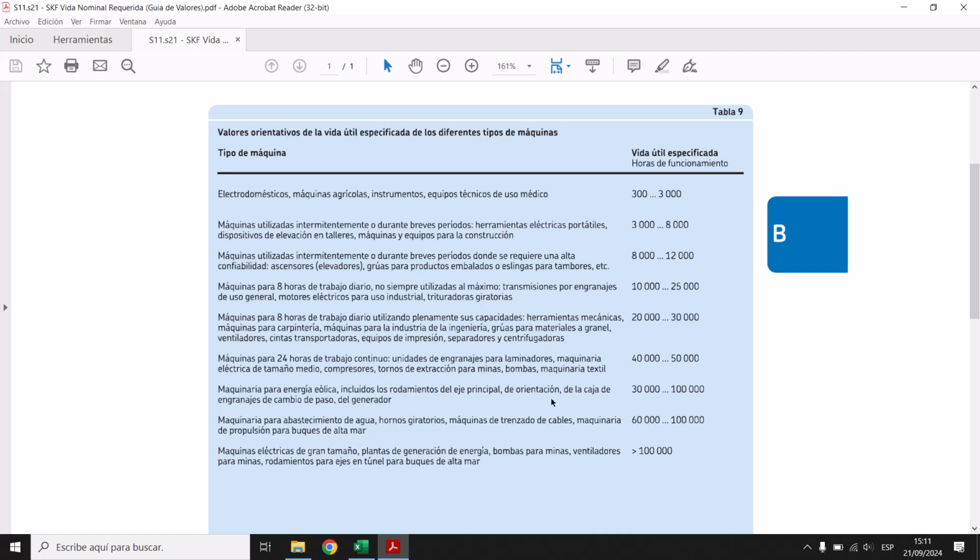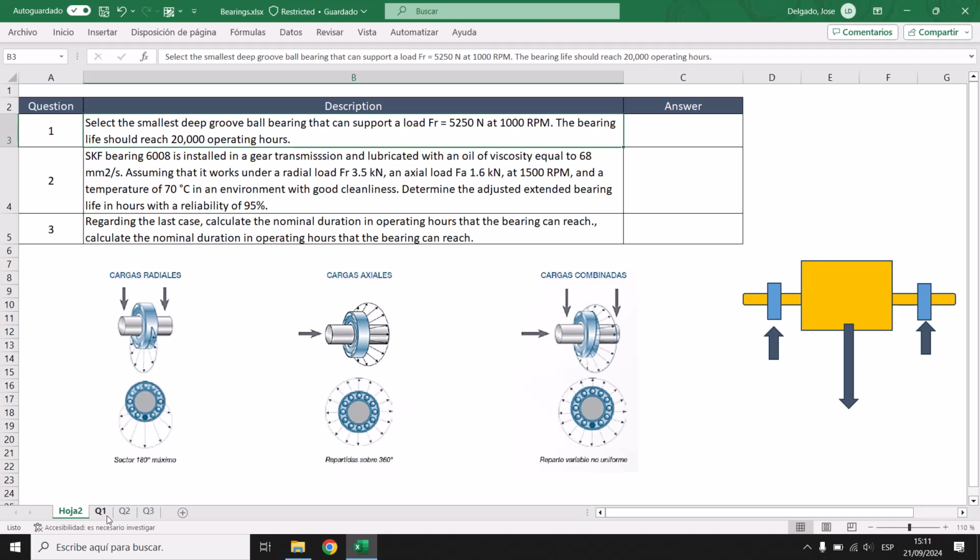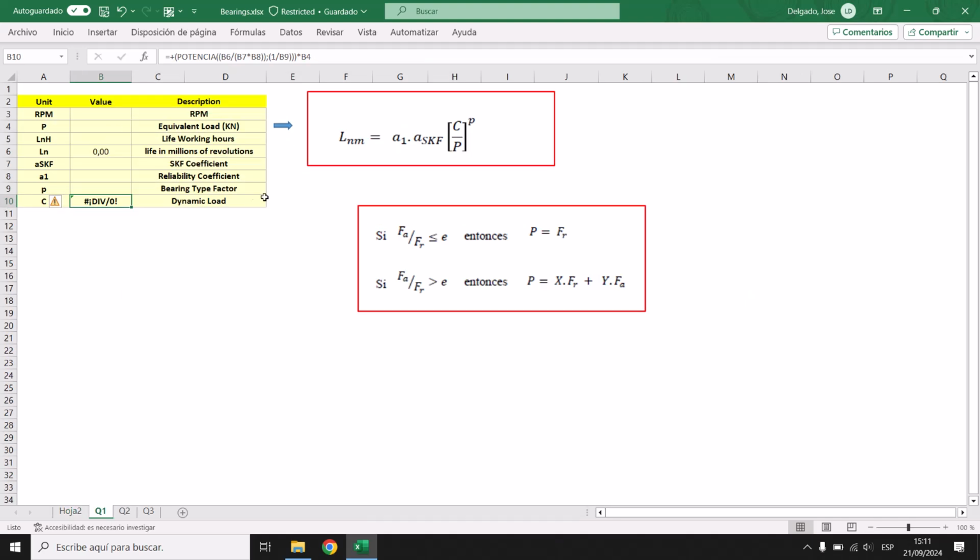This one is for the transmission, a generator. So there's a lot of options that you can select. For this example, let's check. All we are going to need is this, and to understand these two equations. Our first equation is for our service life by working hours. This is the reliability coefficient. This is the SKF coefficient.